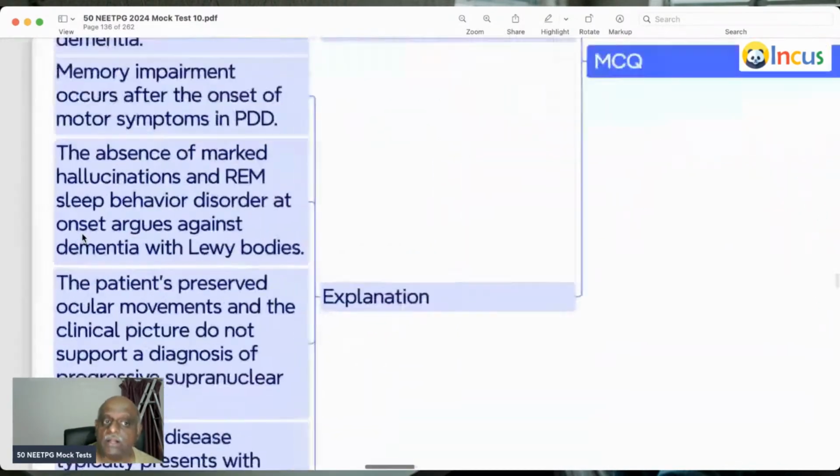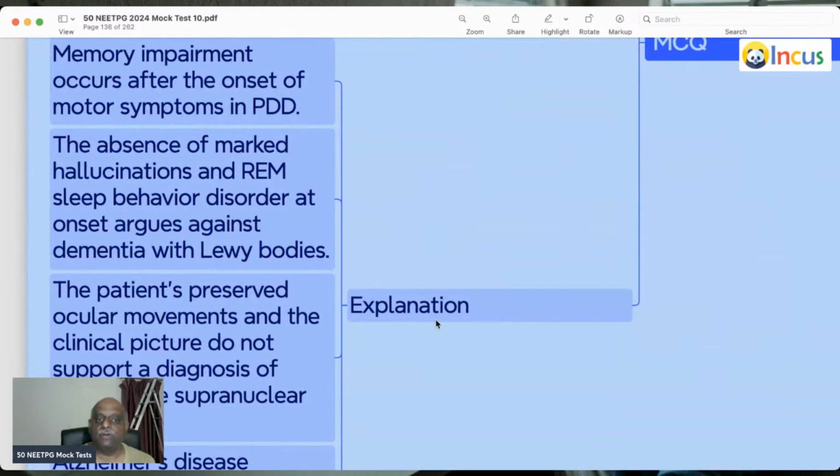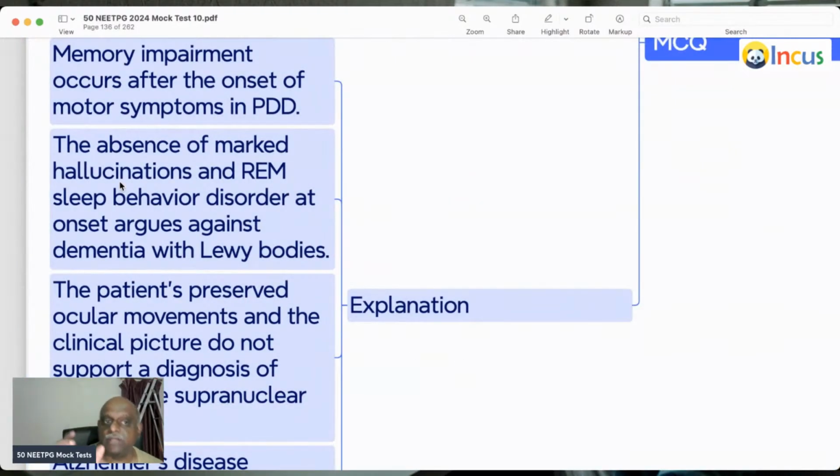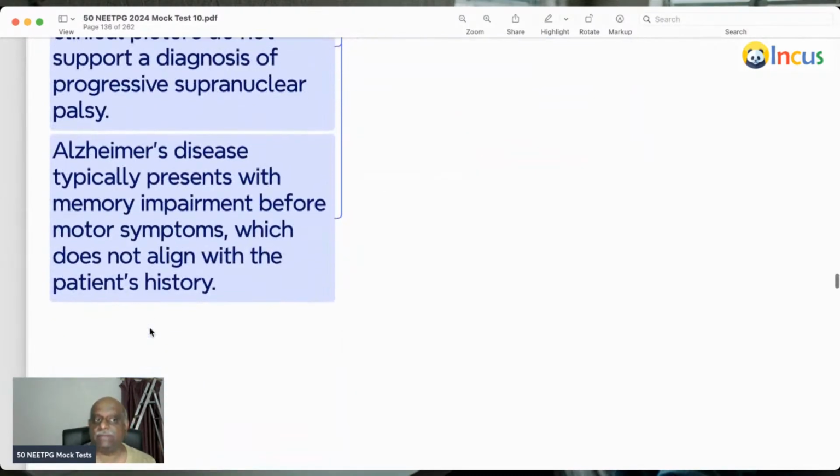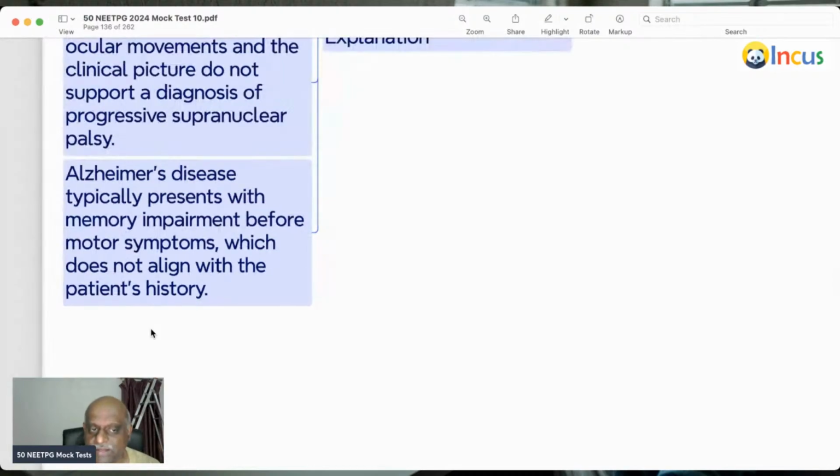Now, why not Lewy body? In case of Lewy body dementia, there will be REM sleep behavior disorder and marked hallucinations. They are very classical. Similarly, why not supranuclear palsy? There the vertical ocular movements get affected, right? Preserved ocular movements is against the diagnosis. Why not Alzheimer's? Alzheimer's typically presents with memory impairment before motor symptoms, whereas in Parkinson's disease associated dementia, the motor symptoms come first and dementia later, is what you need to remember.